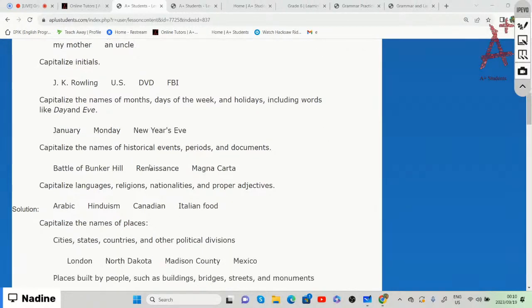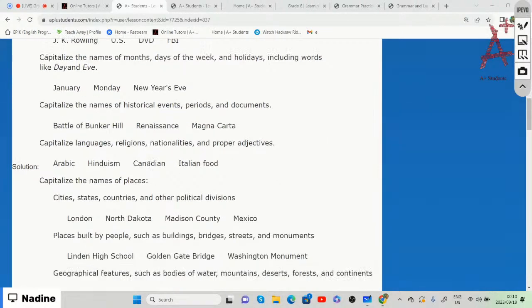We also capitalize the names of historical events, periods, as well as documents, languages, religions, nationalities, and proper adjectives. We need to capitalize them because our religion, our nationality, and our languages are important. So we capitalize them.